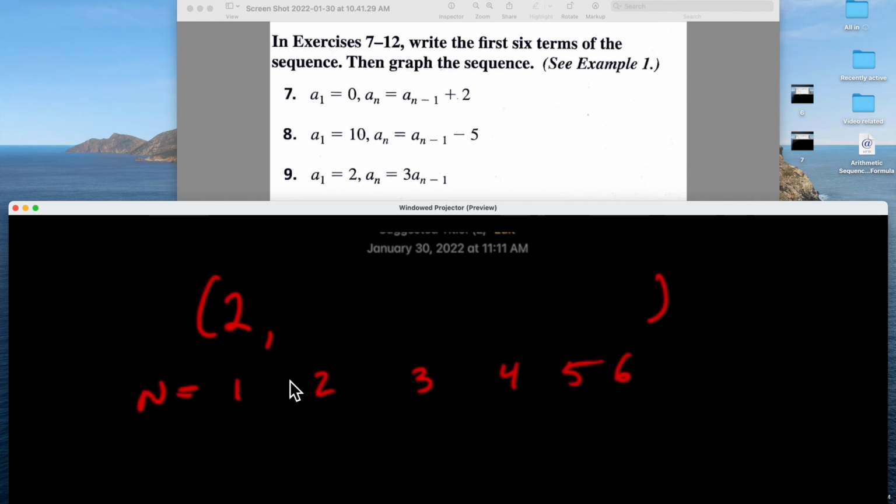Well, let's put a question mark there. If we want to find the value at position 2, here's our formula. We multiply 3 times the value one position to the left, at n minus 1. What is that value? 2. Therefore, the value at position 2 is going to be 6.